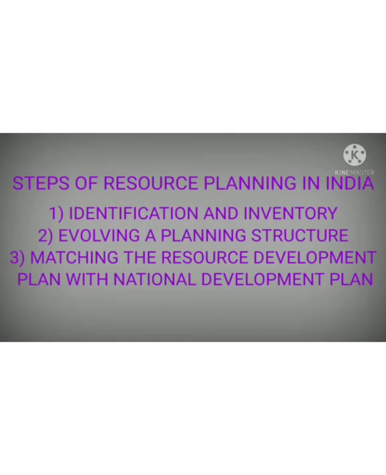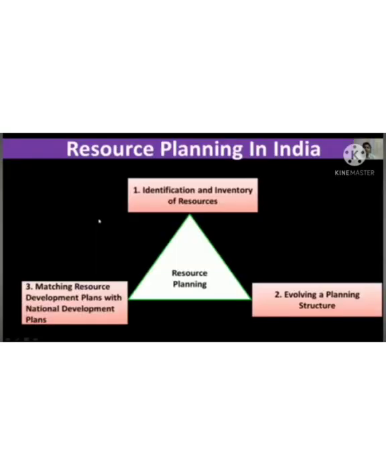Now the second step is to evolve a planning structure connected to the skill, technology and institutional arrangement of the country. That means during the second step we are thinking about the technological advancement, skill and the institutional setup of the nation. And the third step is very important. The third step of resource planning in India is matching the resource development plans with the national development plans. That means while you formulate the resource development program in India, it should match the national development program of the government. That is why it is said that resource planning in India is very complex and crucial.